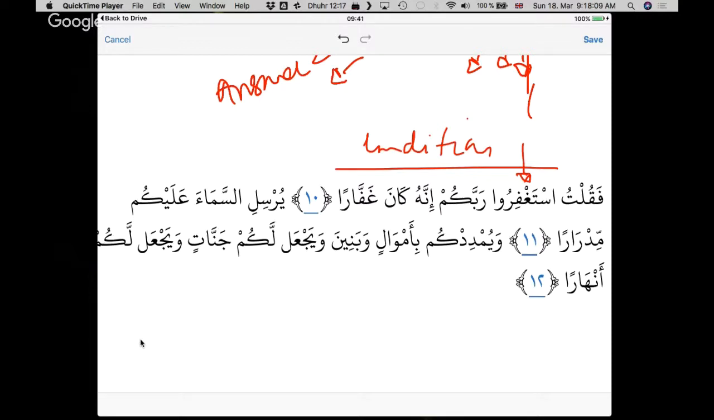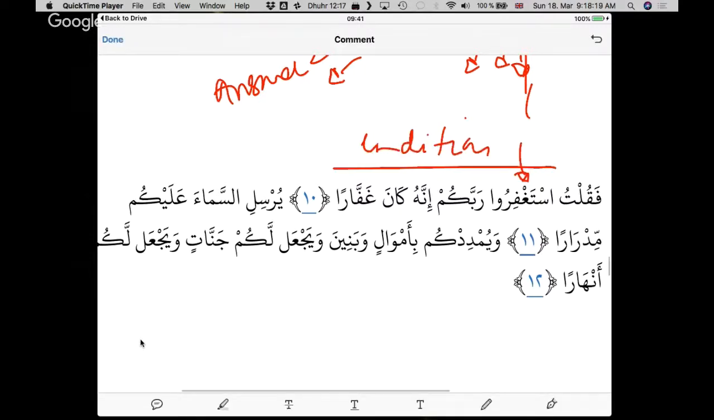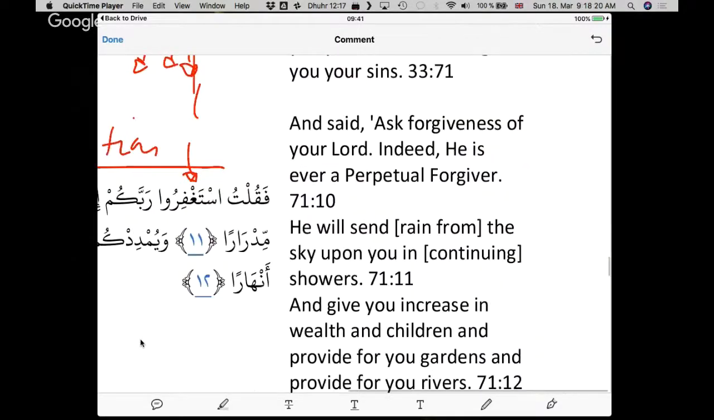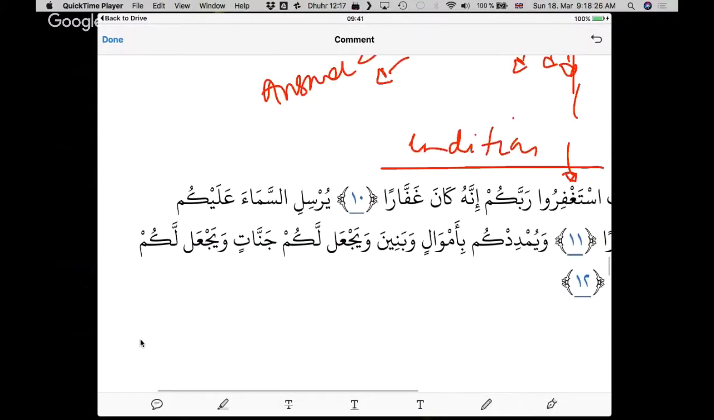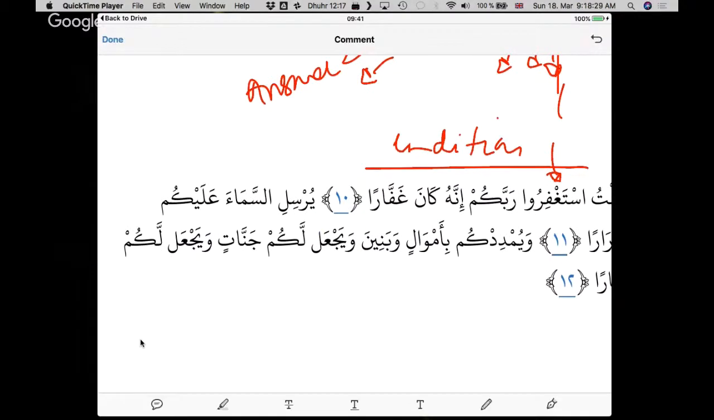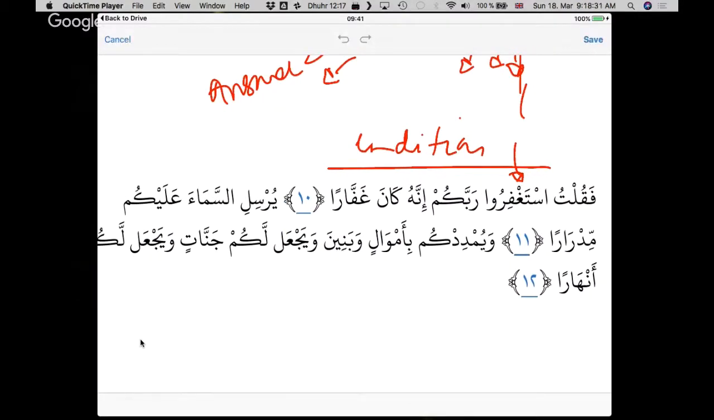Assalamu alaykum. He will send from the skies for you help or rain, or whatever you need to grow your crops, for example. He will send rain from the sky upon you in continuing showers. That's the first consequence. You see, yursil is a kasra because of this alif, but in its lightest form. This is the answer one, up to this point a full jumla fi'liya.